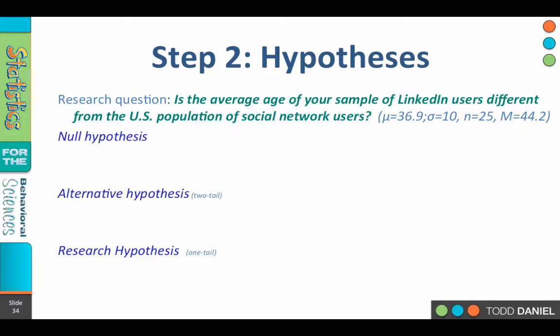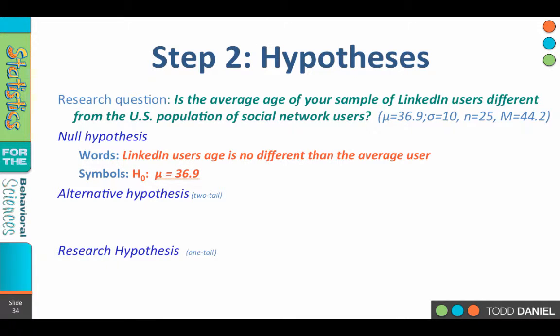In step 2, we have to outline our hypotheses. Our null hypothesis will be that the sample is no different than the population. How would you put that into words? LinkedIn user's age is no different than the average user. How would you put that into symbols? H sub 0: mu equals 36.9. Or said a little differently, the sample is drawn from a population that has a mean of 36.9.